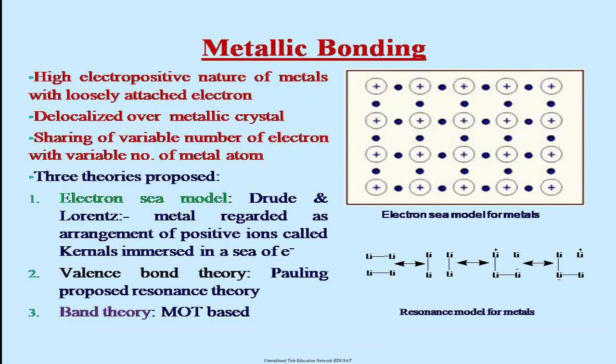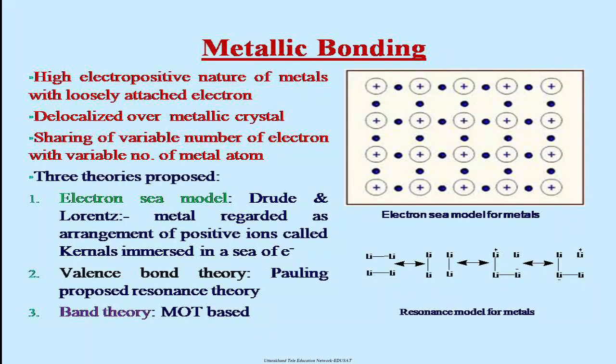The metal is regarded as a rearrangement of positive ions called kernels. This kernel is formed from electron release, and it is immersed in a sea of electrons in its outermost shell. This shell is not connected with the atoms, but is a part of this electron sea.